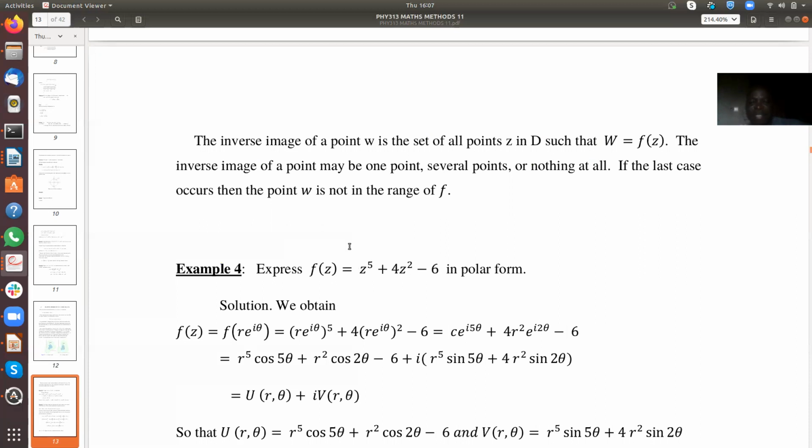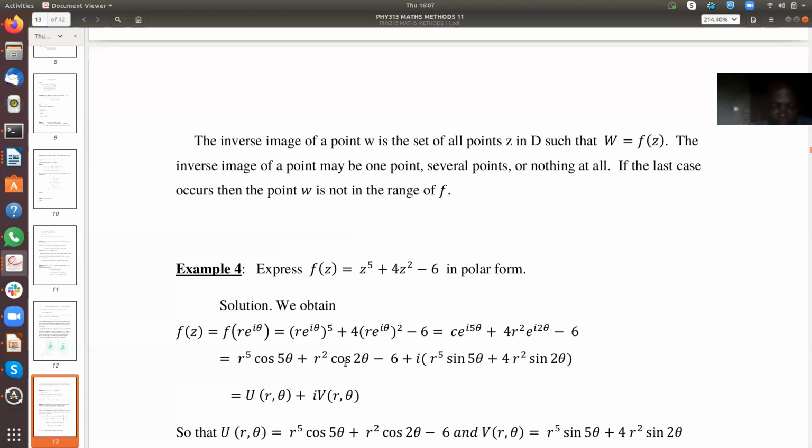We can express z equals r exponential i theta. So if you look at this, where you see z, we substitute r e to the i theta, because it is in polar form. Whenever you see z in this expression, you put that value. By the time you expand and collect the like terms, you have an expression like this.